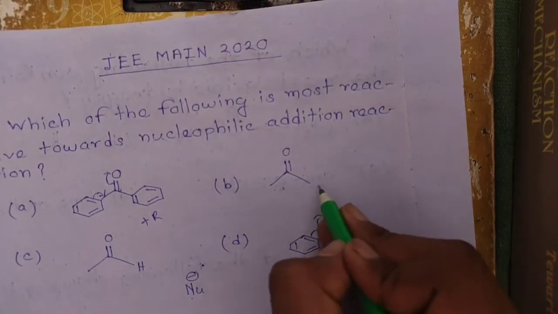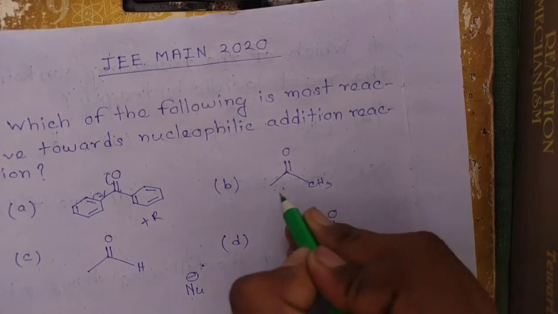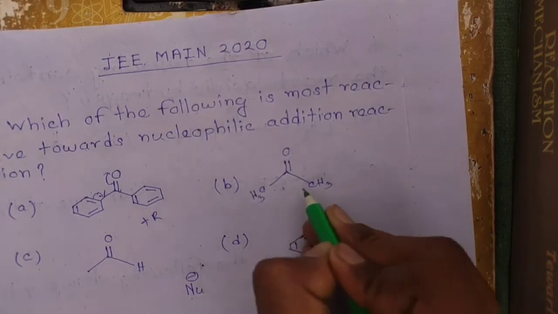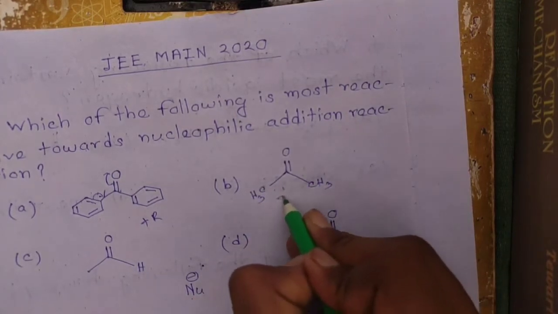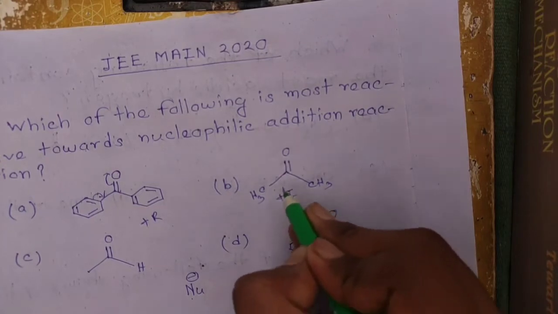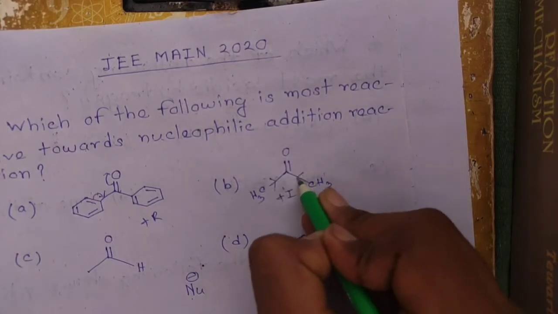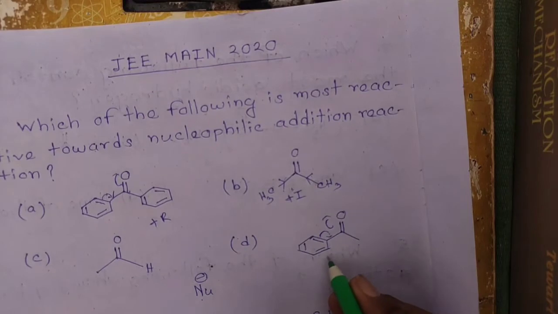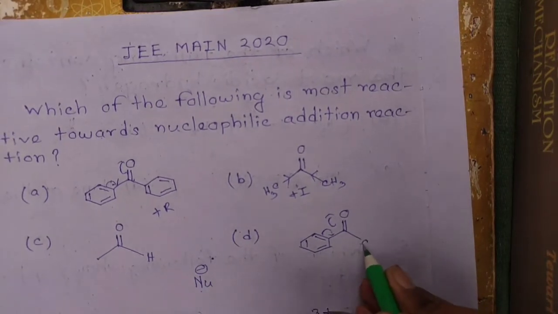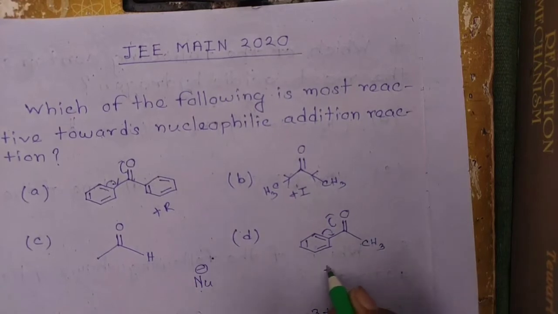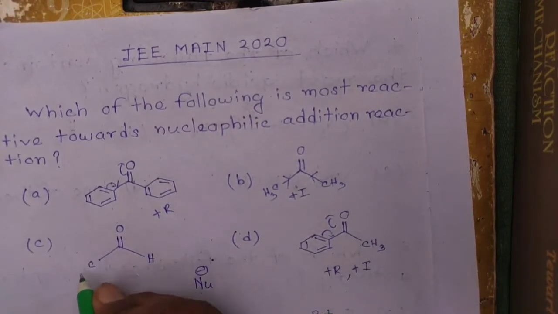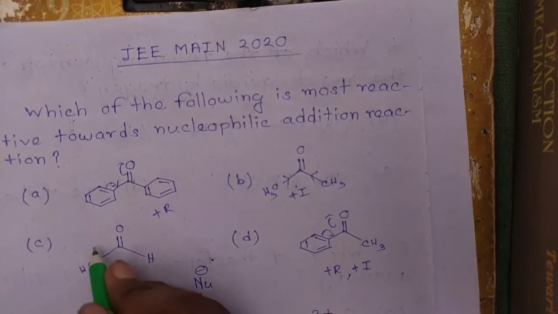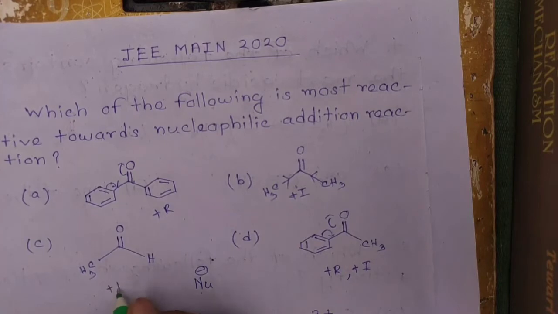So in compound A it has plus R effect. Compound B has 2 methyl groups. So when it has 2 methyl groups, it has plus I, a donating group, and there is also a methyl group here. So plus R and plus I, and here just one methyl group in compound C, and we have only plus I effect.